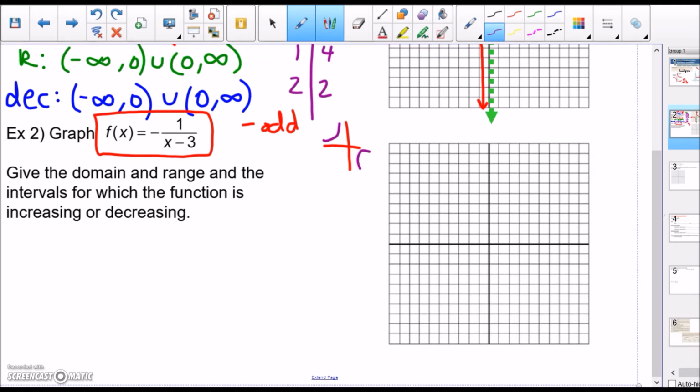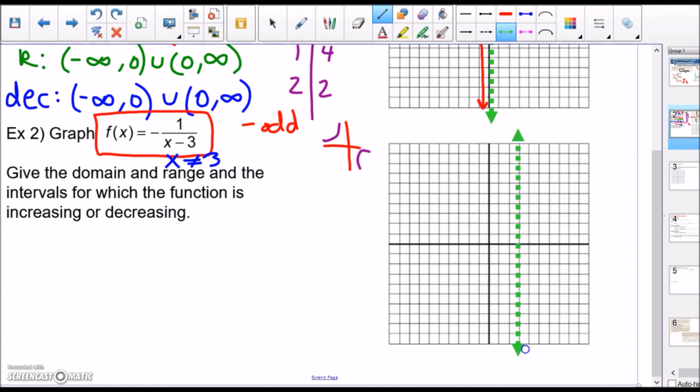Okay, so let's talk about the asymptotes. Again, the bottom can't be 0, so x is not going to be equal to 3. That's going to be a vertical asymptote. x equals 3 is not allowed. Now again, you can think about plugging numbers in, whatever you want to plug in. You will never get y equals 0. So y doesn't equal 0. That's going to be a horizontal asymptote.